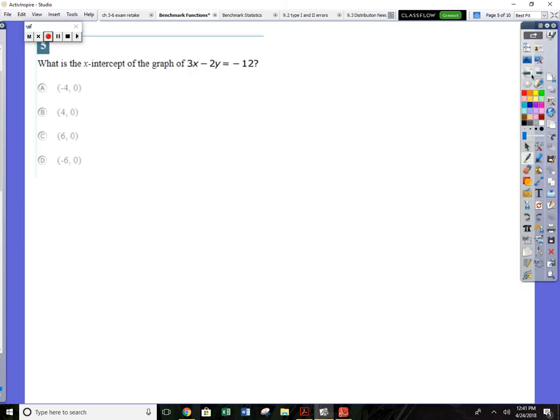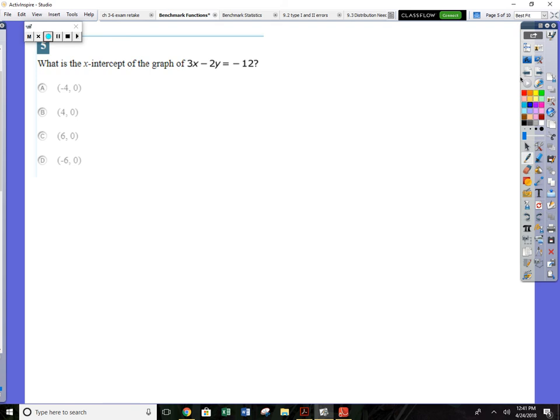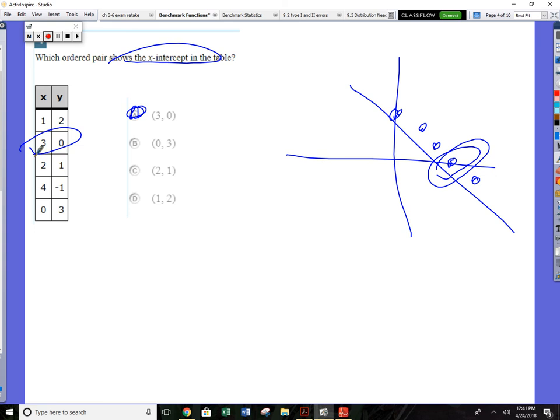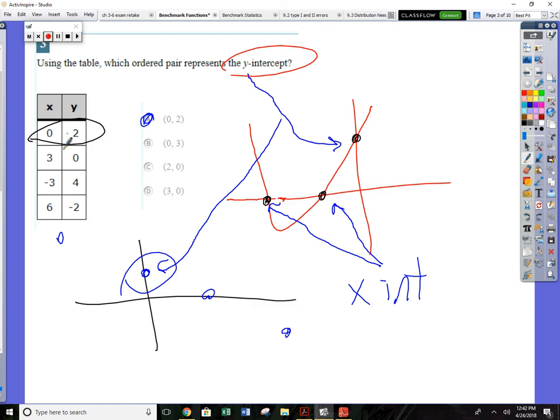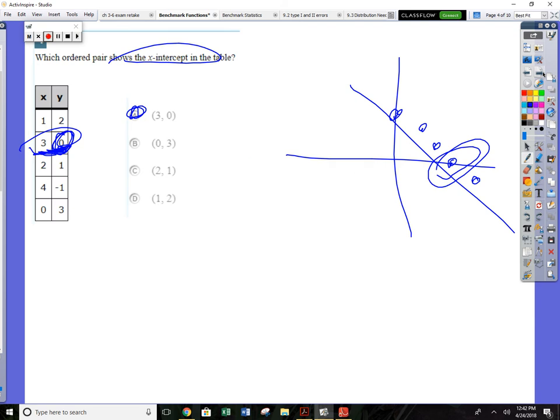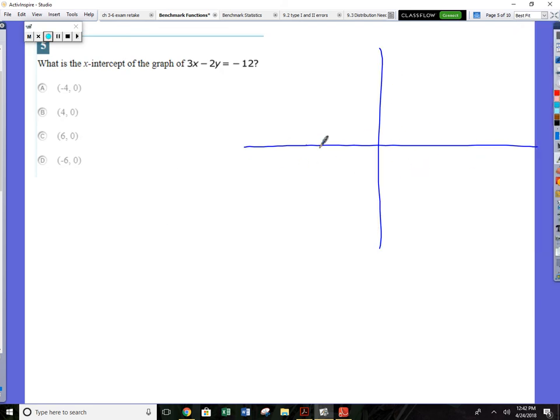Okay, number 5. What is the X-intercept of this graph? Now check this out. Here's what you know about intercepts. Look at this. Intercepts always have a 0. The X-intercept has a 0 there, and the Y-intercept has a 0 there. If you're going to land on one of these axes, so for me to land on the X-axis, that means my Y is 0.